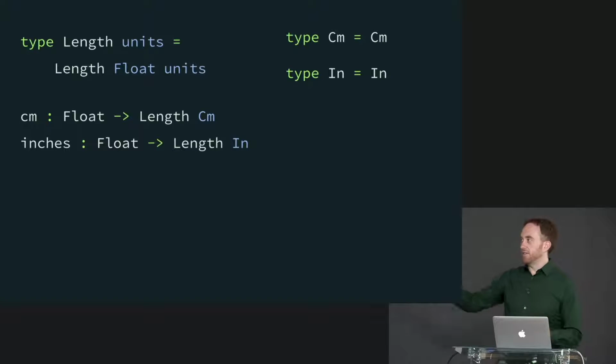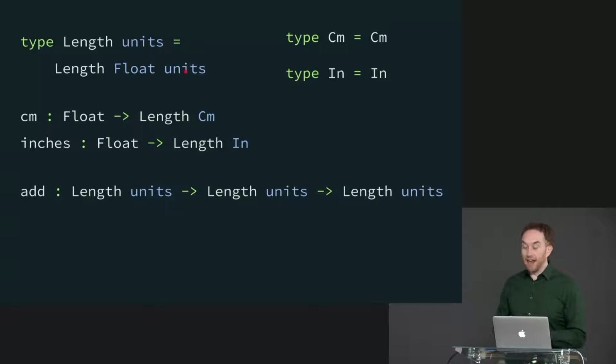So then we can write a function called centimeters, which is just a convenience that takes a float and gives you back a length of centimeters. Same thing with inches. The implementations of those would just be to take the float, put it inside this length variant, and then hard code centimeters in this case and inches in the other case for the units value.